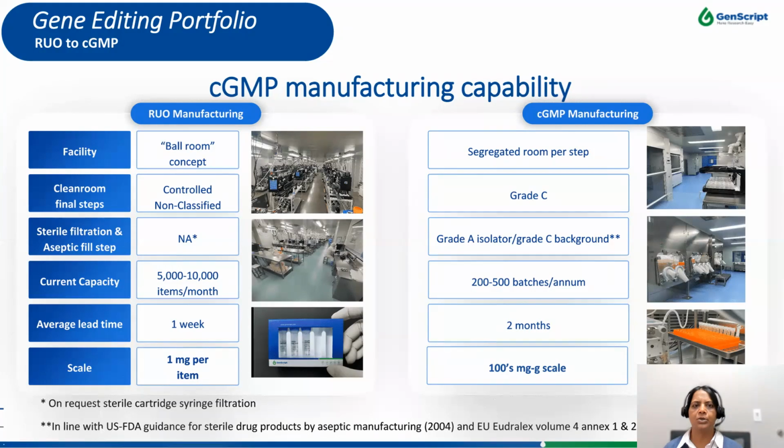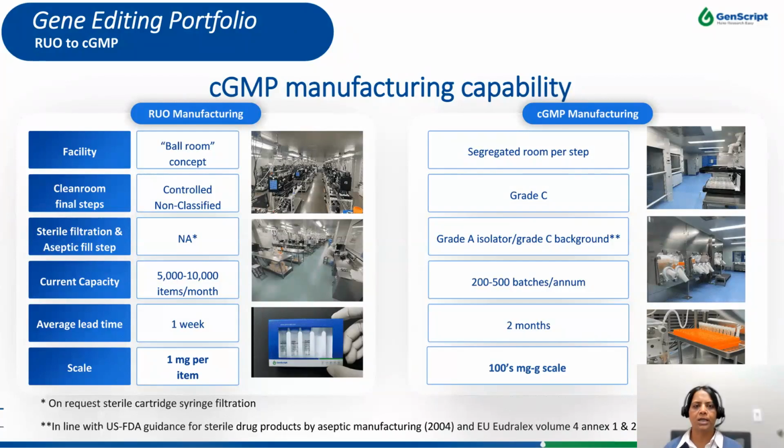And the key difference between the RUO and cGMP lies in the facility design and production capability. For RUO manufacturing, we utilize the ballroom concept where all the instruments for synthesis and purification are placed in one room, and this allows flexibility and efficiency in the research phase. In contrast, cGMP manufacturing requires each step to occur in a segregated room to maintain strict regulatory standards. For instance, if purification is conducted in a clean room, it takes place in a designated area, while GMP product requires sterile condition. Therefore, the grade A isolator in the GMP environment is specifically designed for the aseptic finishing process.